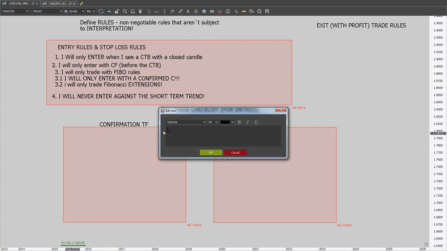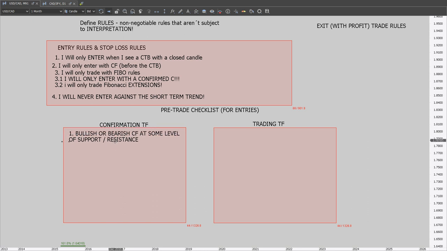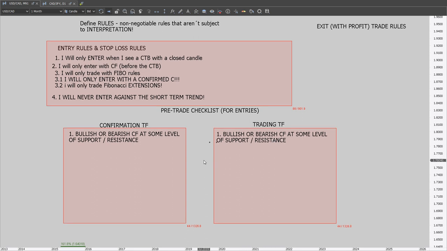You can throw inside your reasons. Okay, so on the confirmation time frame, I want to see a bullish or bearish candlestick formation at some level of support slash resistance. Okay, it's just an example, there is no right or wrong. But before I'm going to enter on the 1 hour time frame, on the 15 minutes time frame, on the 4 hour time frame, I want to see the same reasons. Okay, so if I have a bullish candlestick formation on the 1 hour chart and I don't have a bullish candlestick formation on the daily chart, then I'm not going to enter.